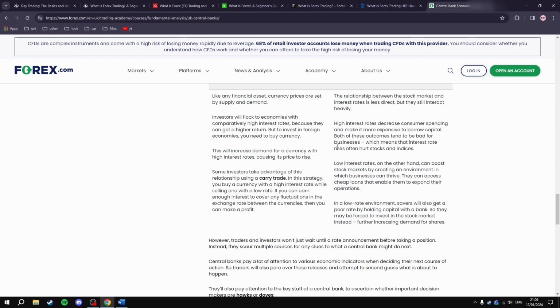Some investors take advantage of this relationship using a carry trade. In this strategy, you buy a currency with high interest rate while selling one with a low rate. You can earn enough interest to cover any fluctuations in the exchange rate between the currencies, then you can make a profit. Right, okay.